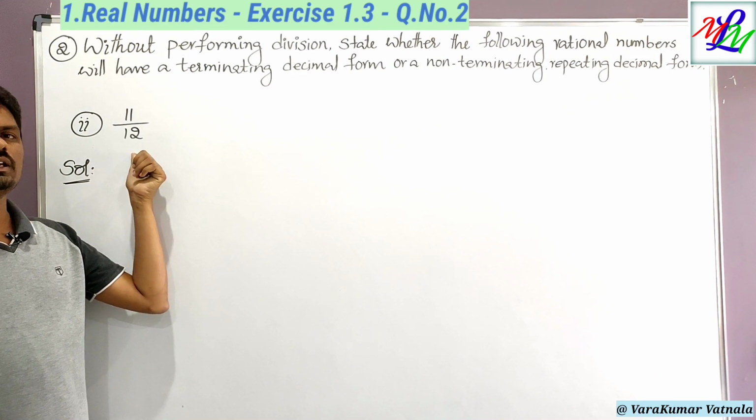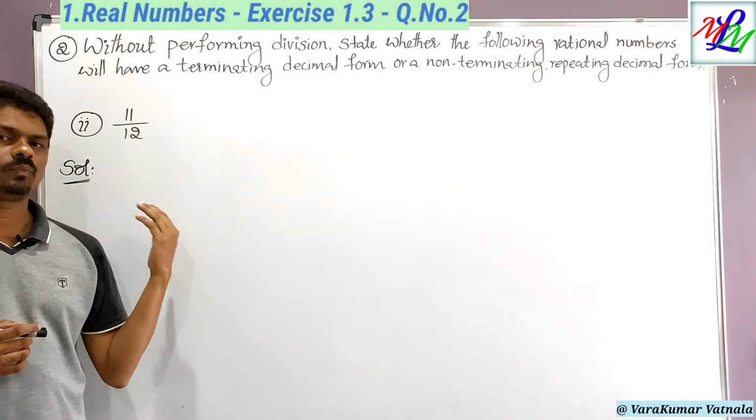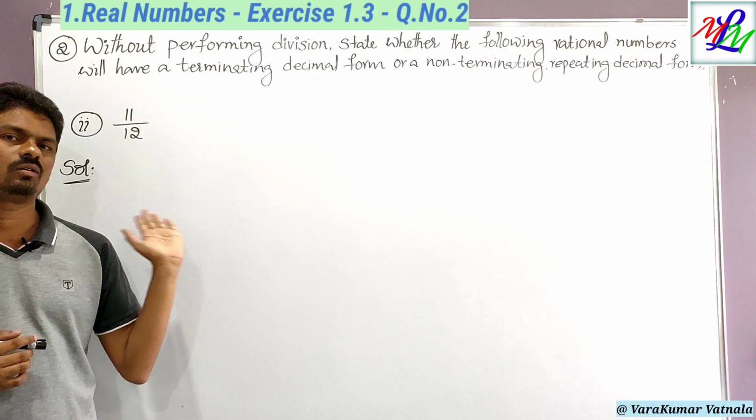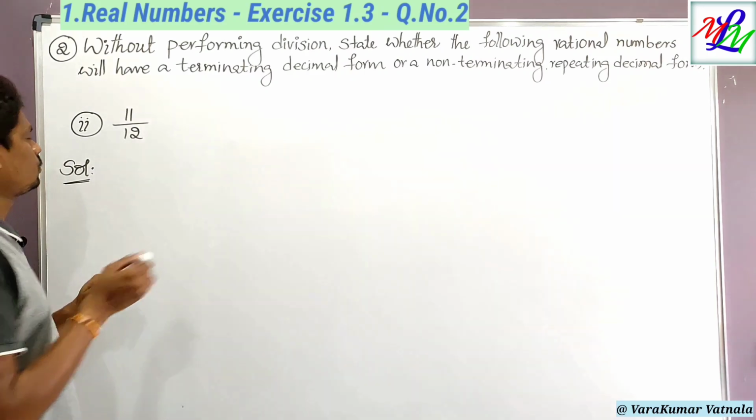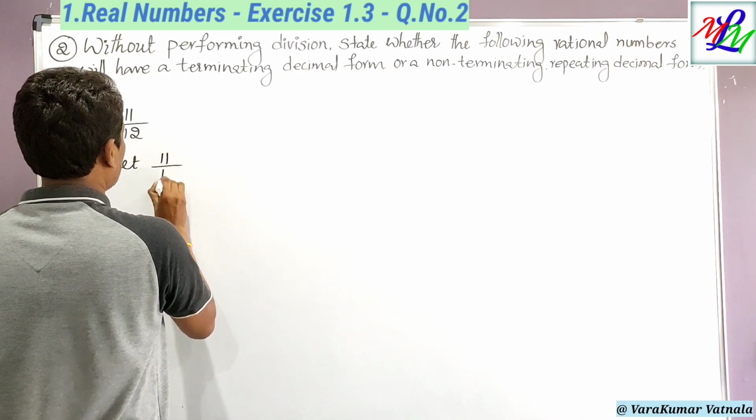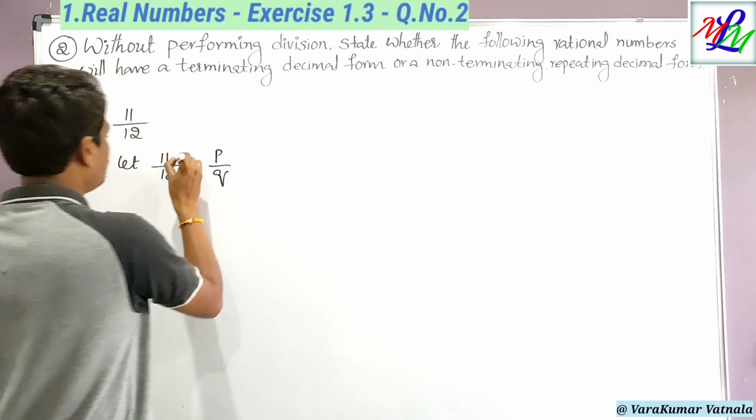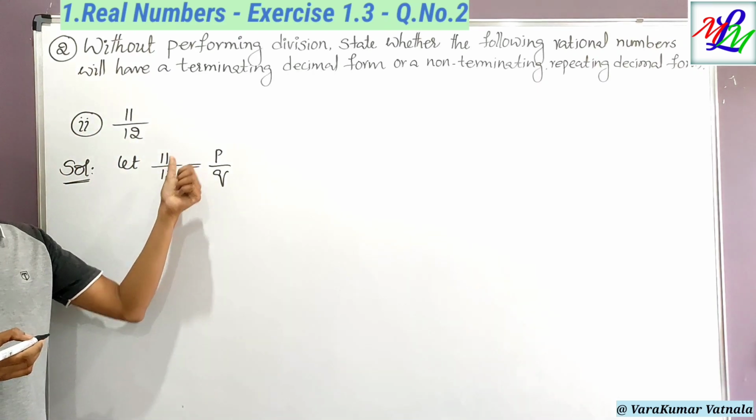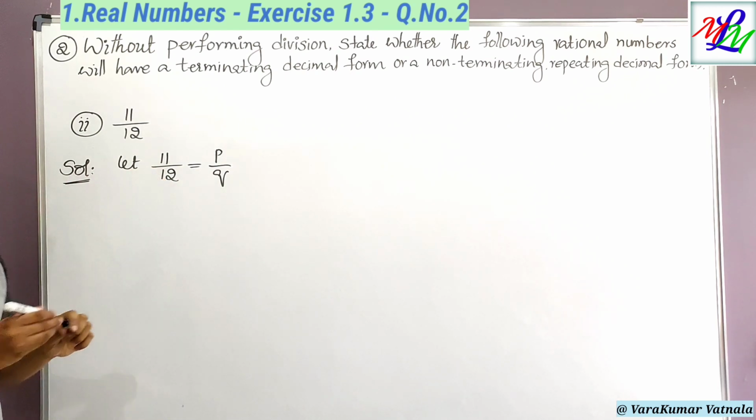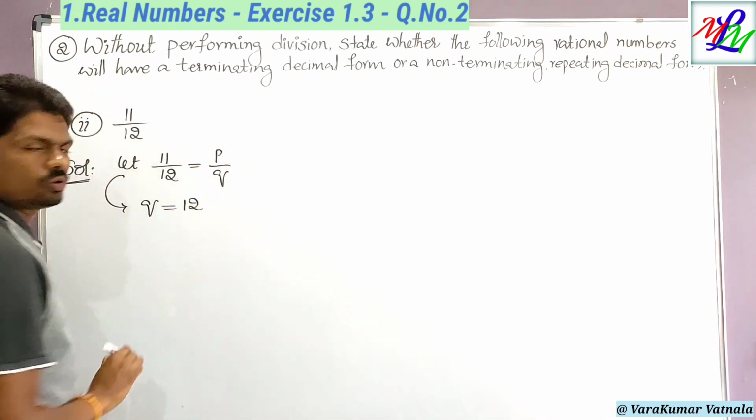This is second bit in the second problem. 11 by 12 is given. Again we have to say whether it will have a terminating decimal form or non-terminating repeating decimal form by observing the denominator of the given rational number. So see, student, let 11 by 12 is equal to p by q. First we have to observe whether there are any common factors to both numerator and denominator. Here it is very clear there are no common factors here. So from this we can say q is equal to 12.